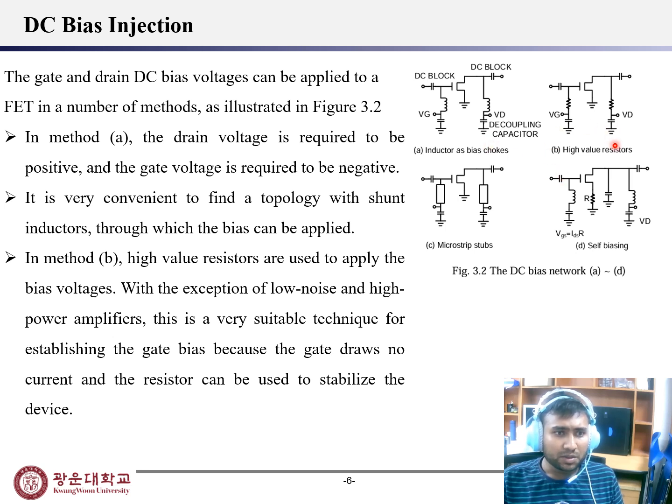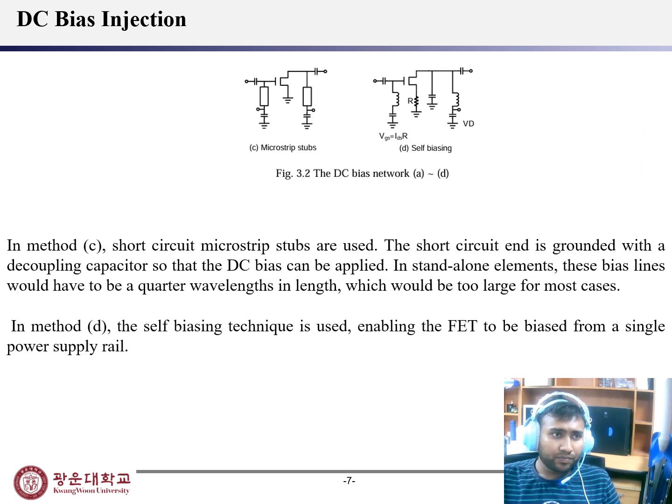In method B, high value resistors are used to apply the bias voltages. With the exception of low noise and high power amplifiers, this is a very suitable technique for establishing the gate bias, because the gate draws no current and the resistor can stabilize the device.